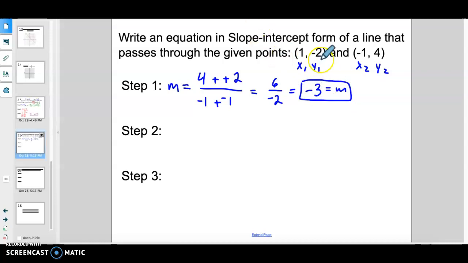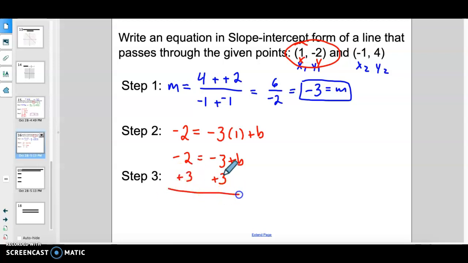And then for my b, I'm going to pick a point to plug in. So I'm going to pick this one again. Doesn't really matter which one you pick. You just need to pick one that you like. So that's my x and my y. So we've got y =, so negative 2 =, and that negative 2 came from here. And then m, so negative 3, times mx, so the x is the 1. So times 1. And then plus b, and we don't know b. So if we were to simplify this, we'd have negative 3 plus b. So to move a negative number, you would add it. So we would have 1 = b.